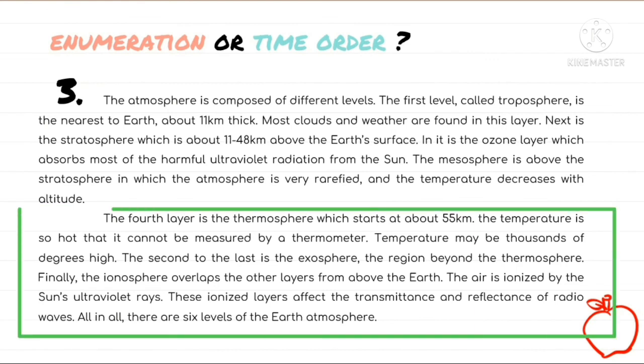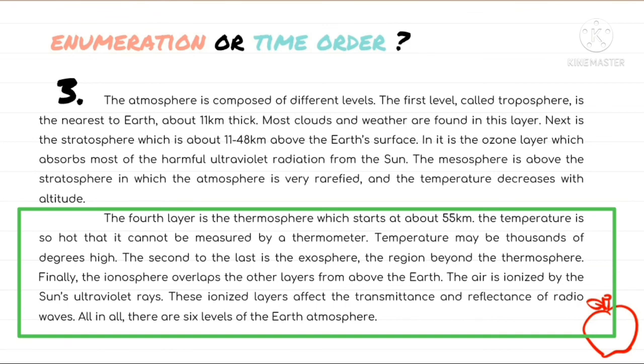The fourth layer is the Thermosphere, which starts at about 55 km. The temperature is so hot that it cannot be measured by a thermometer. Temperature may be thousands of degrees high. The second to the last is the Exosphere, the region beyond the Thermosphere. Finally, the Ionosphere overlaps the other layers from above the Earth.